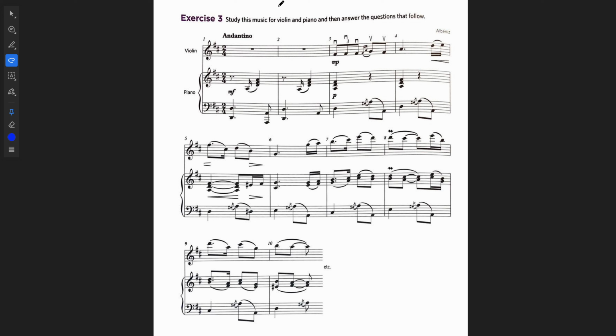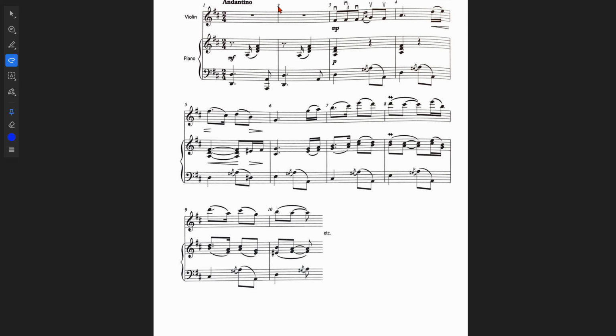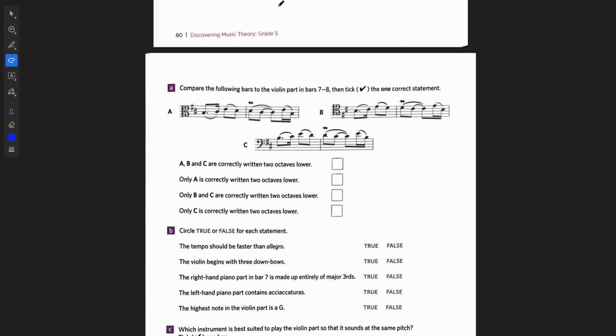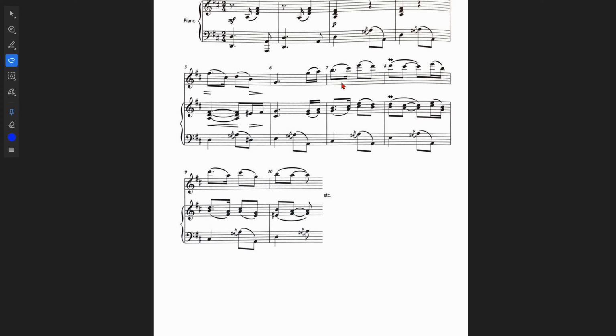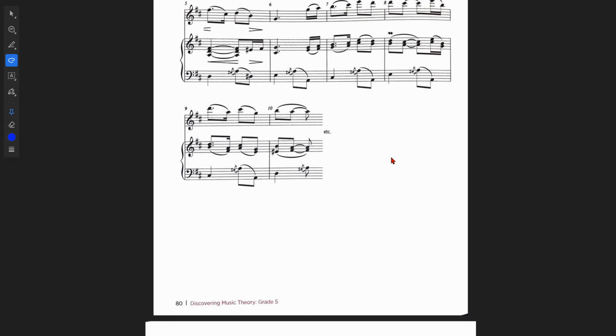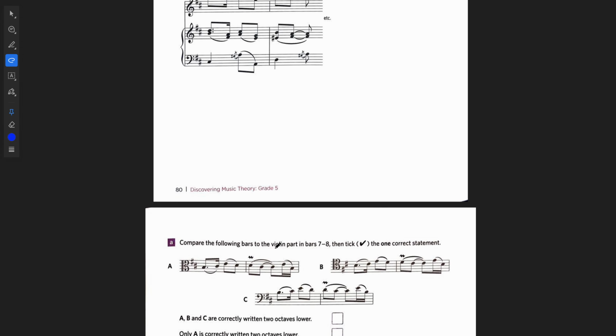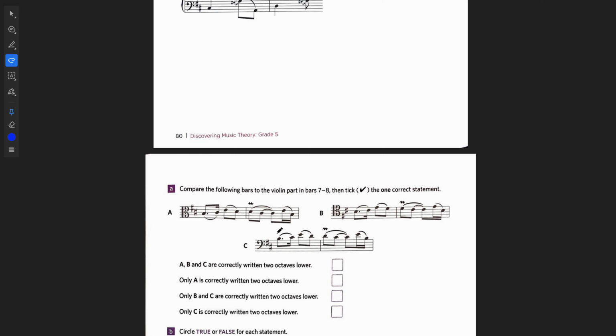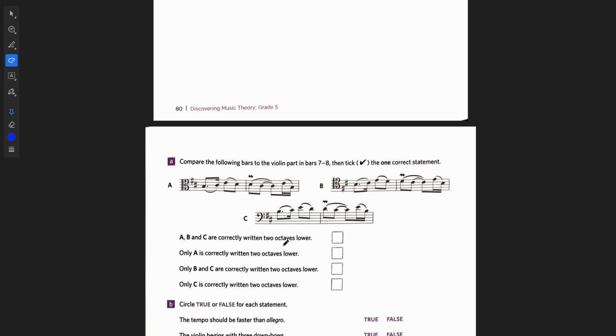Okay, I think that's enough thinking time. So, compare the following bars. So we're going to see what's going to be the correct answer. A, B, and C are correctly related 2 octaves lower than 7 and 8. 7 and 8, where's 7 and 8? Okay, that and that's very high. That's double C. 2 octaves lower, so it should be around middle C. So that's middle, and that's middle, and that's middle. Yeah, they're all correct. Wow. First one on the trot and got that all correct.